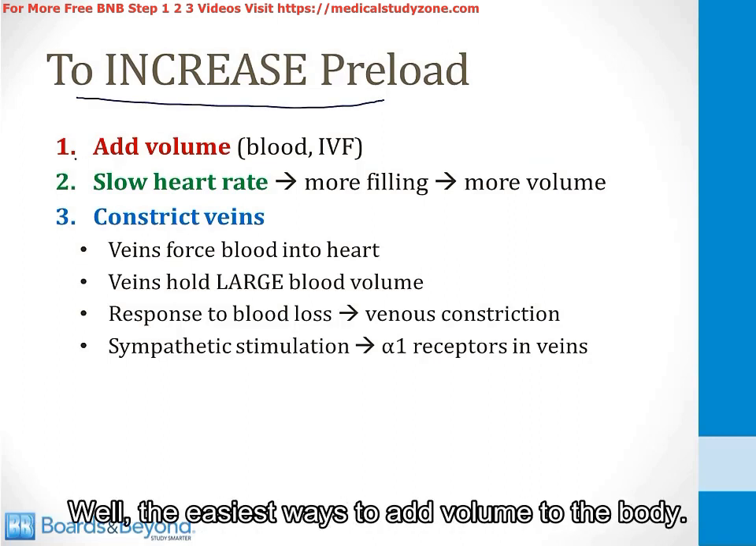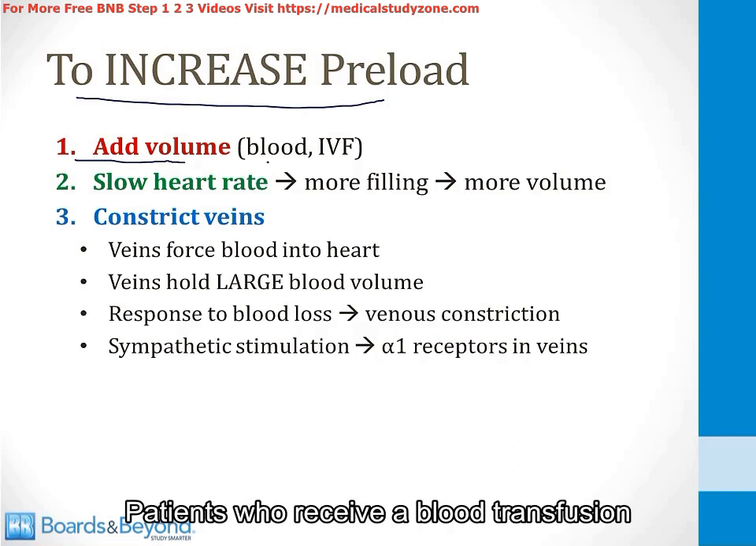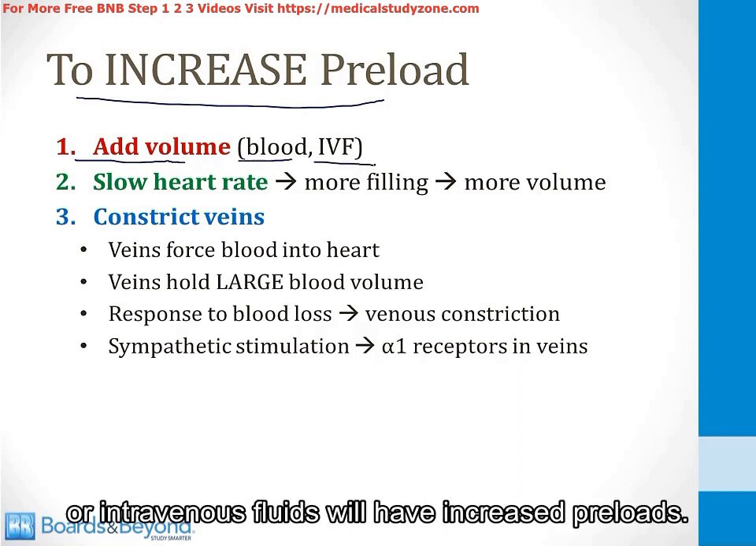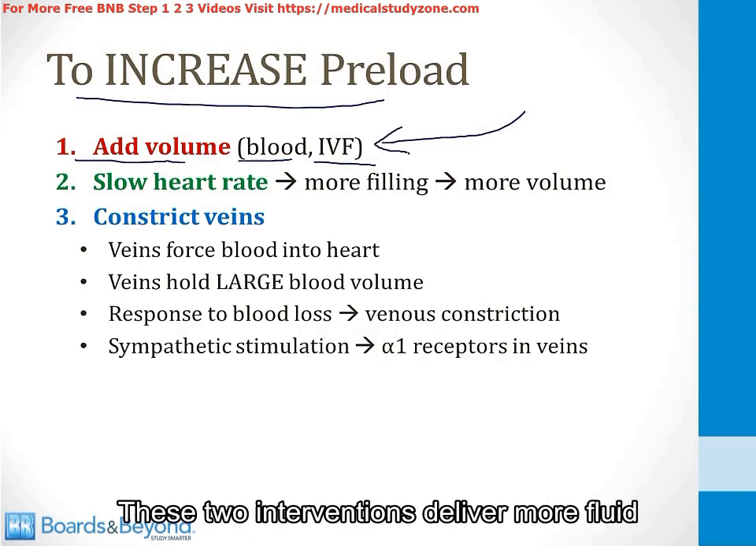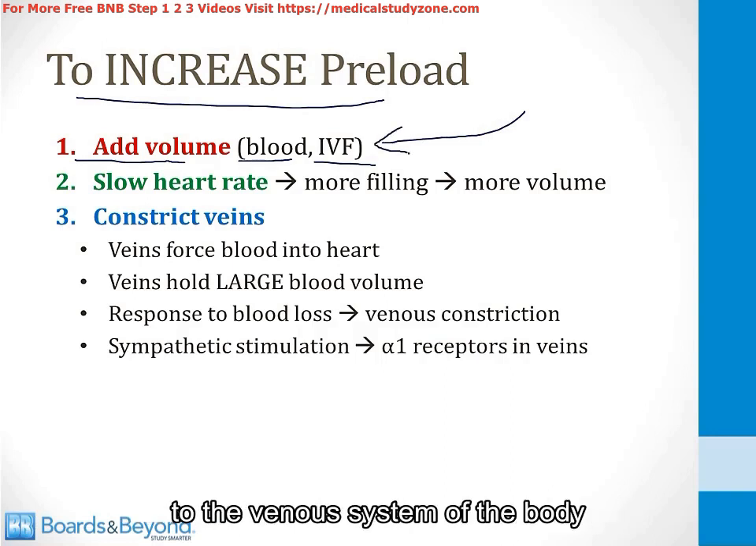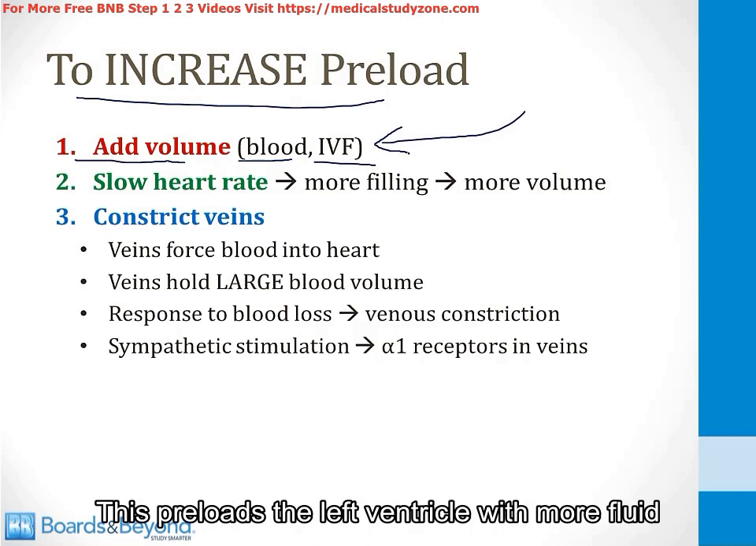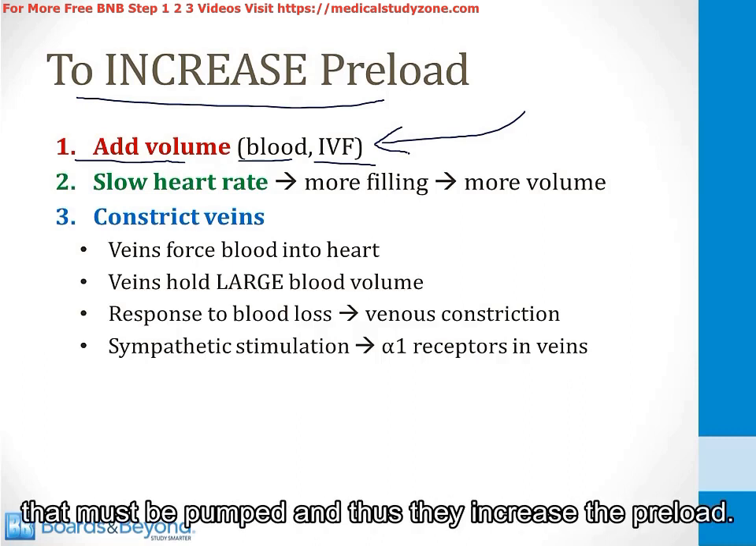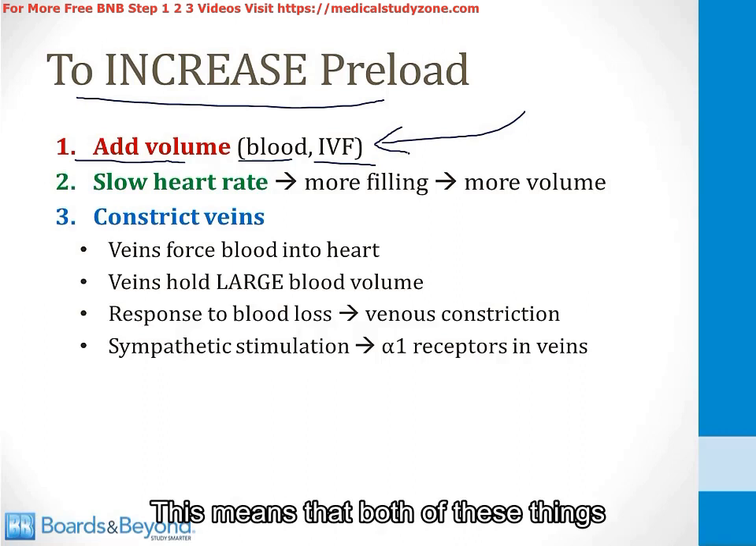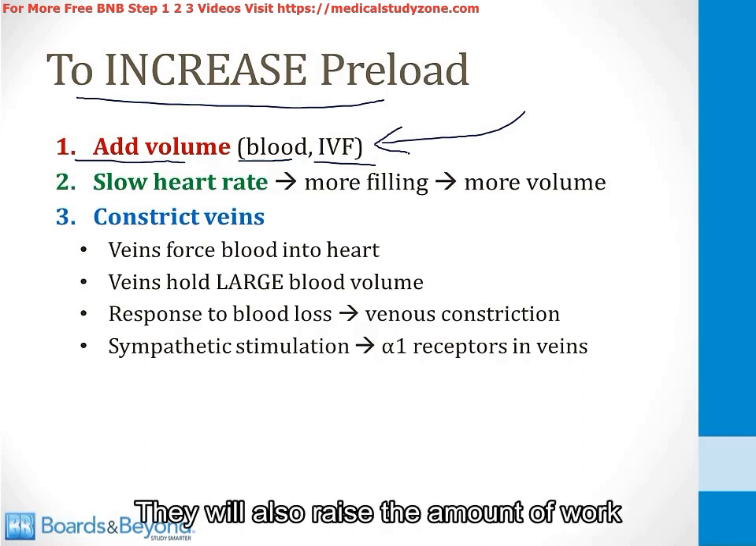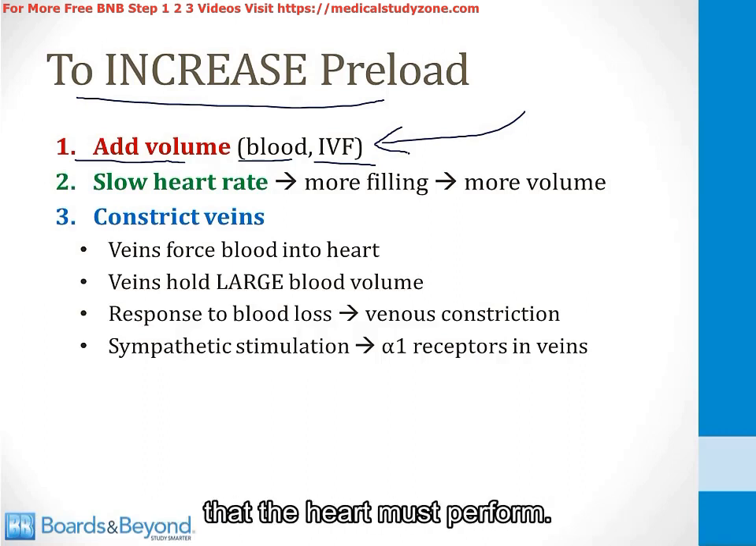Well, the easiest way is to add volume to the body. Patients who receive a blood transfusion or intravenous fluids will have increased preloads. These two interventions deliver more fluid to the venous system of the body, which goes to the left ventricle. This preloads the left ventricle with more fluid that must be pumped, and thus they increase the preload. This means that both of these things will raise the cardiac output. They will also raise the amount of work that the heart must perform.